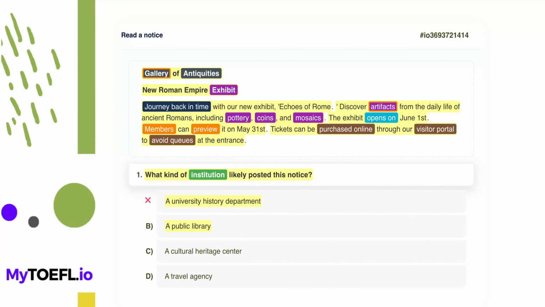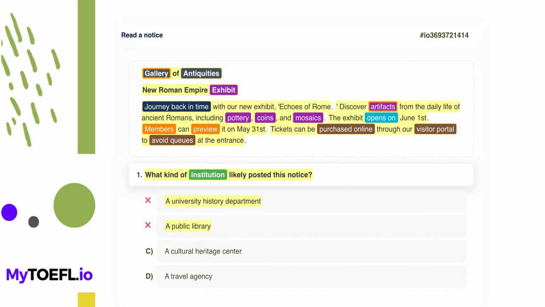Now let's take a closer look at option B, a public library. Option B suggests a library. Libraries primarily house books and resources for reading. While they might have small displays, they do not typically host a large collection of pottery, coins, and mosaics as their main function under the name Gallery of Antiquities. Thus, this option is incorrect.